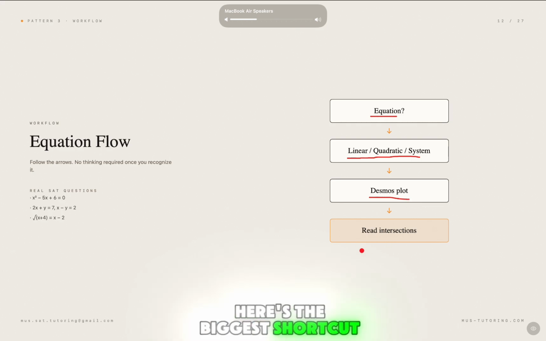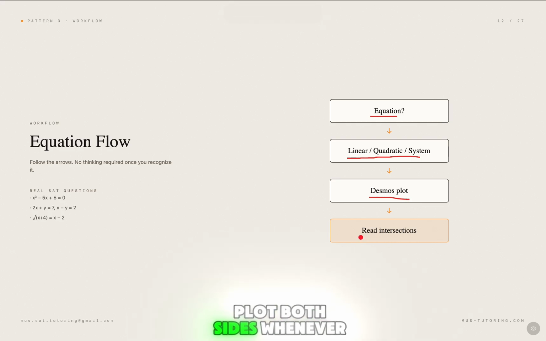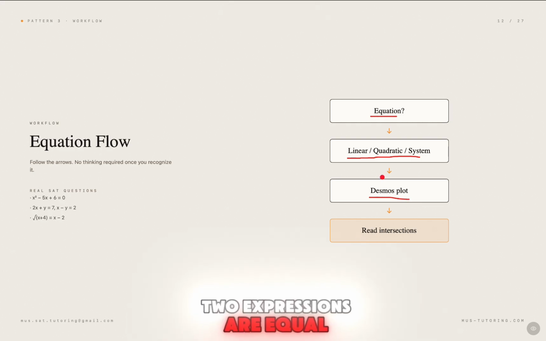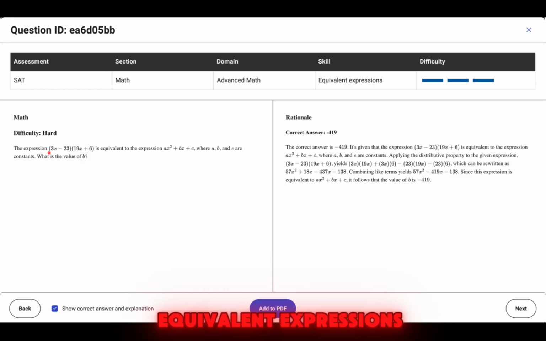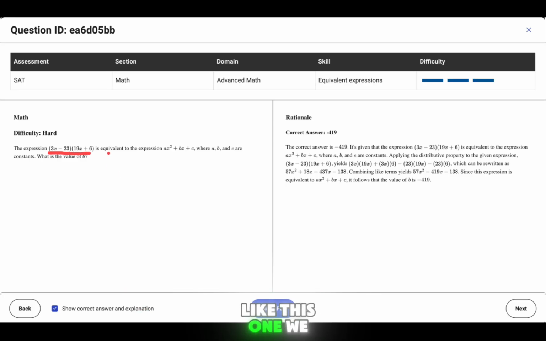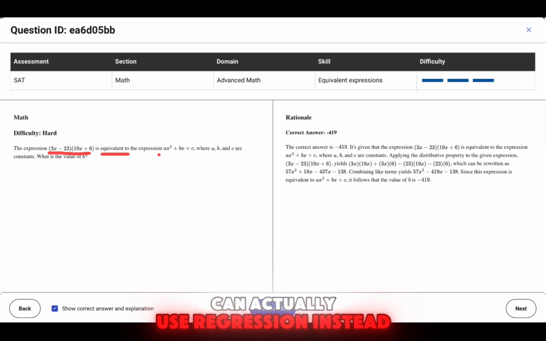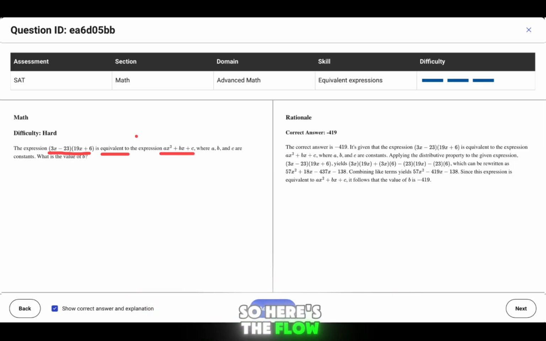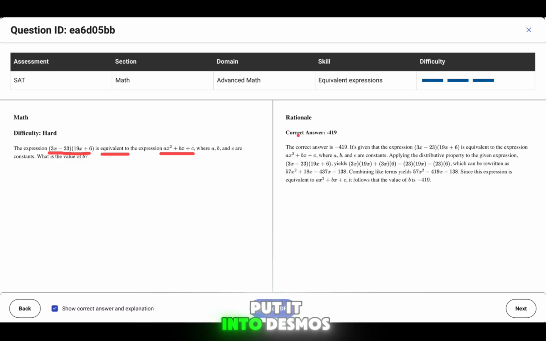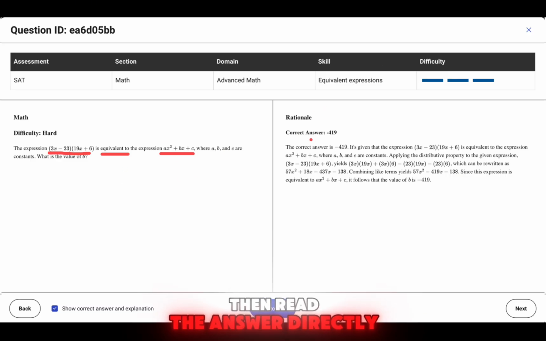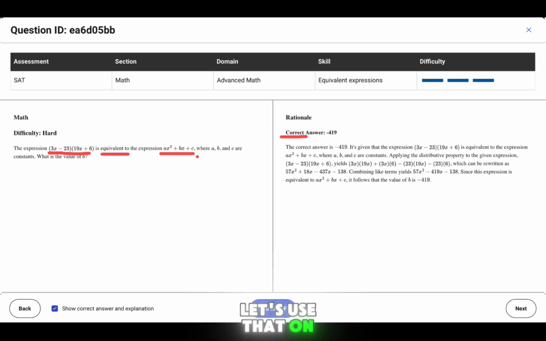Here's the biggest shortcut. Plot both sides. Whenever two expressions are equal, their intersection is the solution. And if you're comparing two equivalent expressions like this one, we can actually use regression instead. So here's the flow. Recognize it's an equation, figure out the equation type, put it into Desmos, then read the answer directly. Let's use that on this problem.